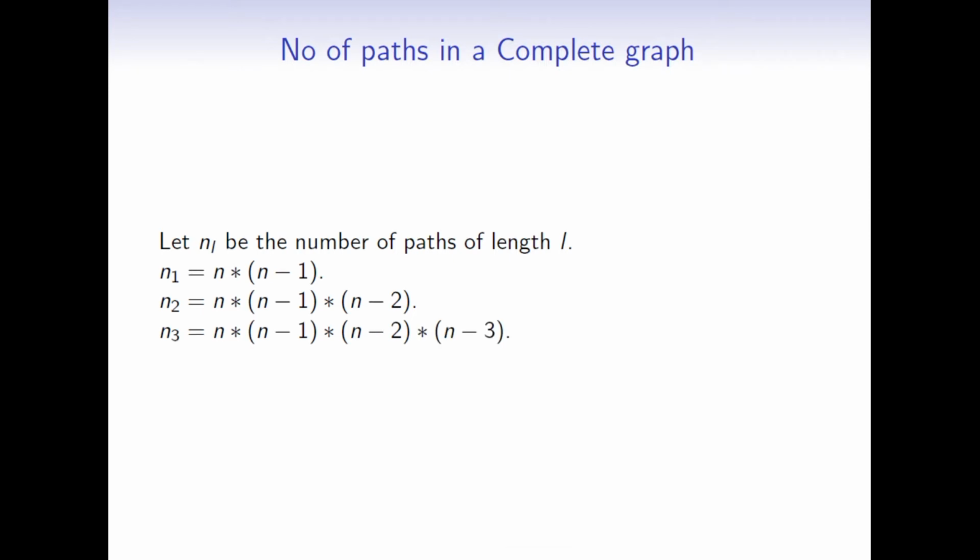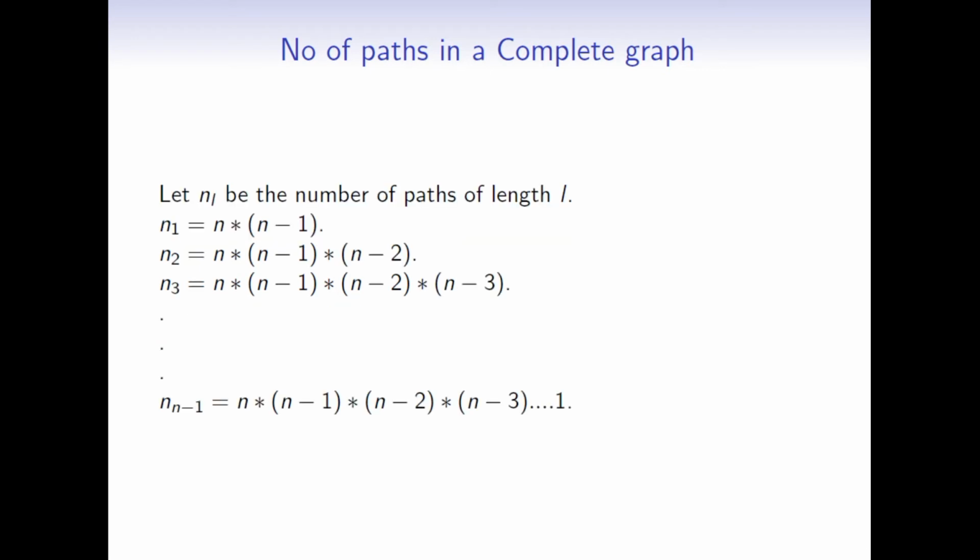Similarly, N of 3 will be as follows. The next vertex that you can pick can be any one of the n vertices, but the vertex should not have been already picked. You have already picked 3 vertices so far, and the fourth vertex can be any one from the collection of n minus 3 vertices. So the number of paths of length 3 will be n into n minus 1 into n minus 2 into n minus 3, and so on. Finally, the number of paths of length n will be exactly equal to factorial n.